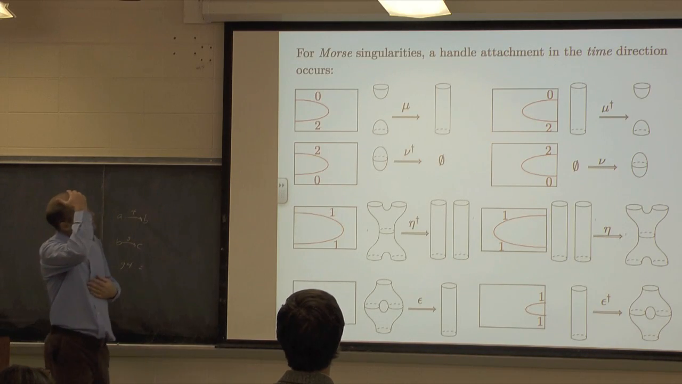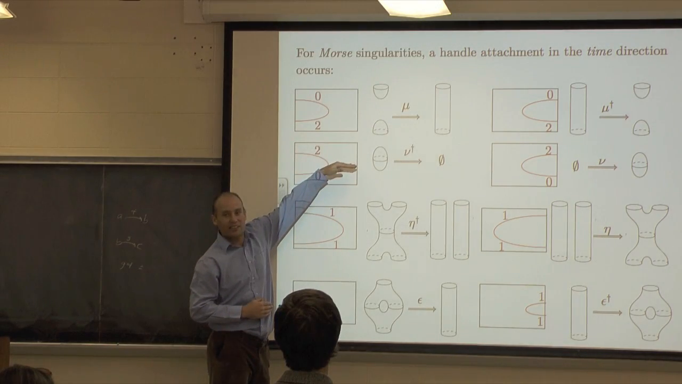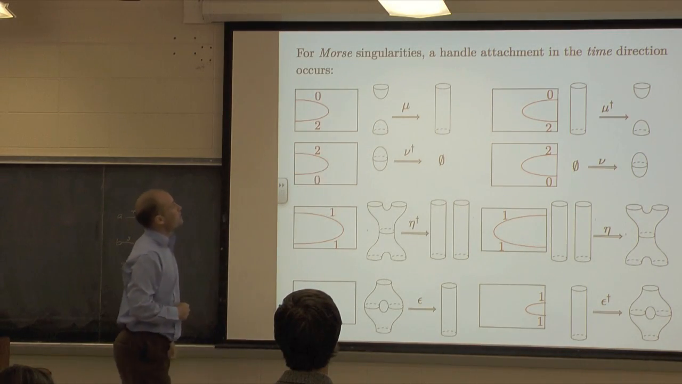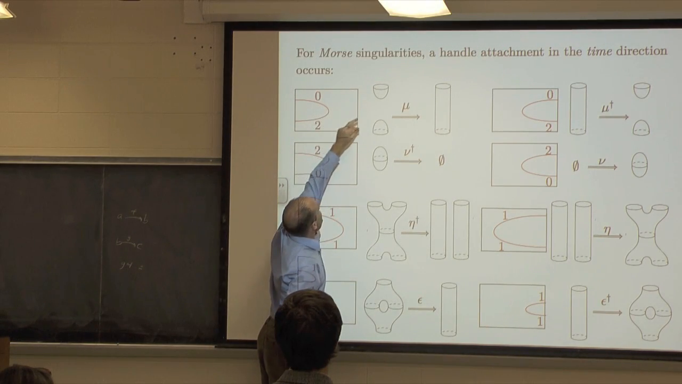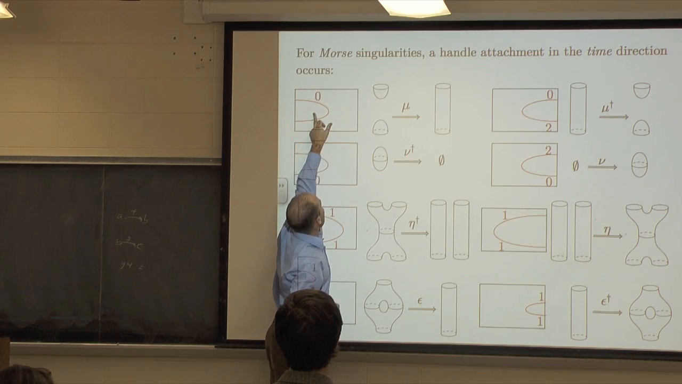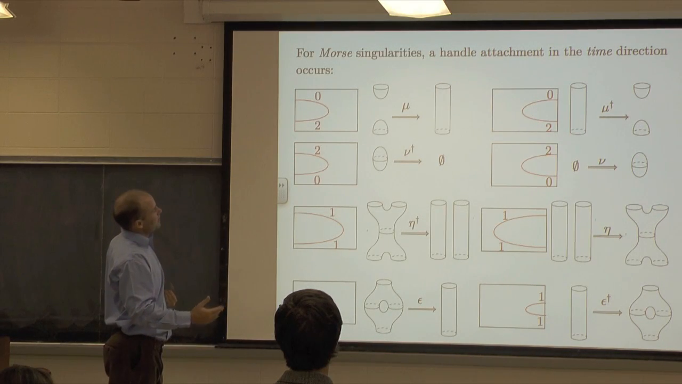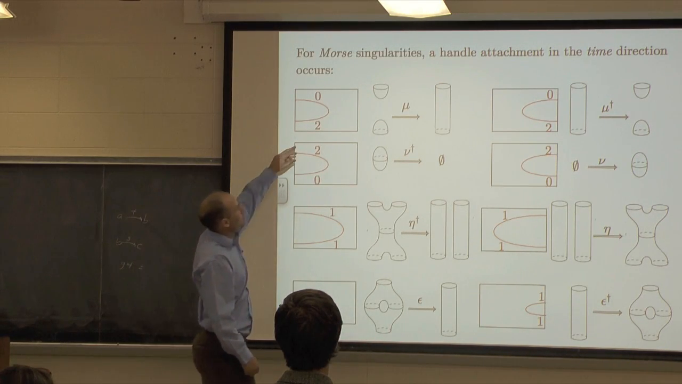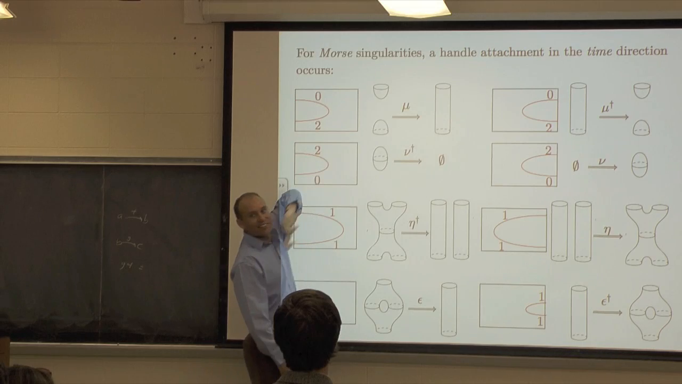For more singularities, a handle attachment in the time direction occurs. For me, time is running to the right. So, for example, I could have an index 0 and an index 2 critical point come together. Going in this direction here, I would say that that is a Morse singularity of index 1. You're attaching a 1-handle.